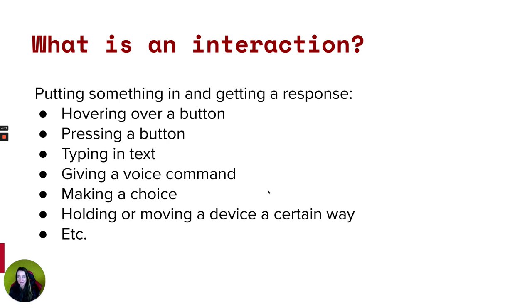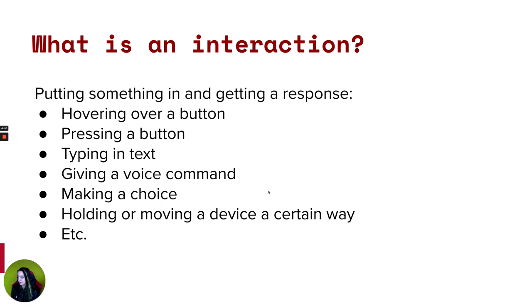Typing in text, as you're typing, the system is responding by showing you what you're typing. Giving a voice command, when you say, hey Alexa, and it wakes your Alexa up, you put something out there and the Alexa heard you and it woke up and gave you a response. Making some kind of choice. This is often done with buttons or voice commands.